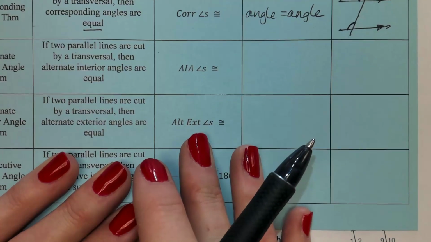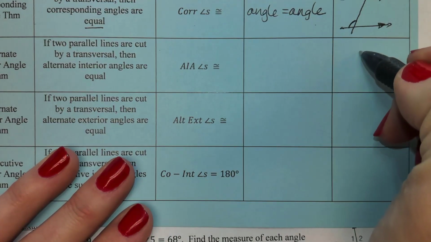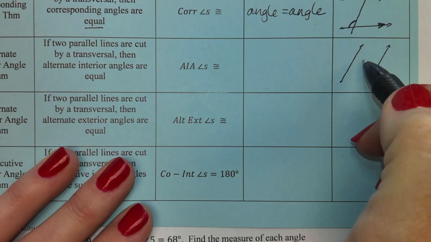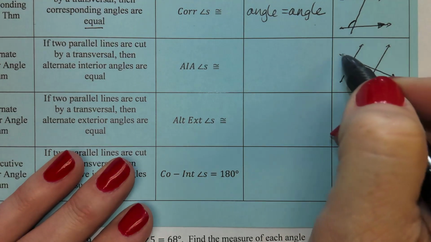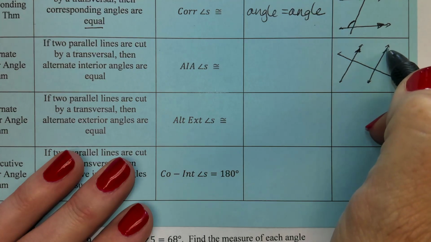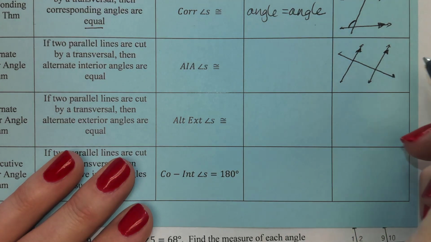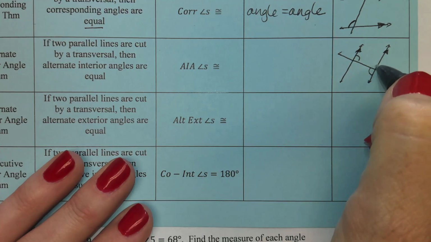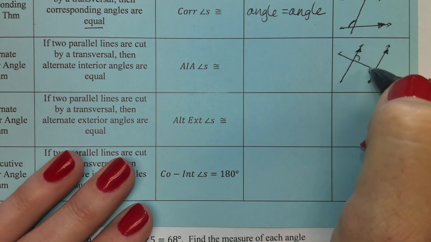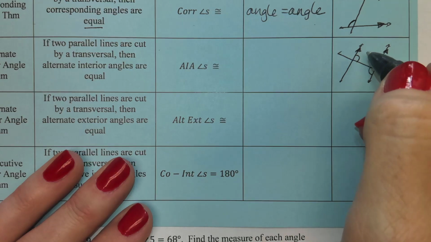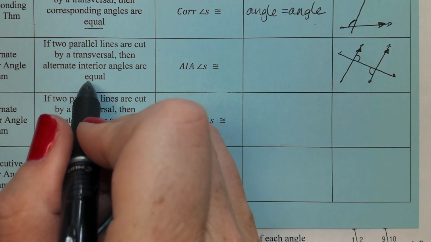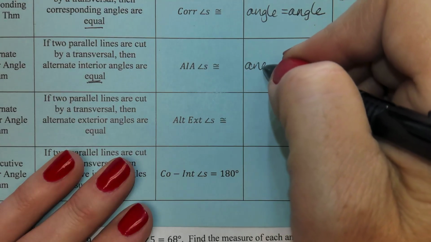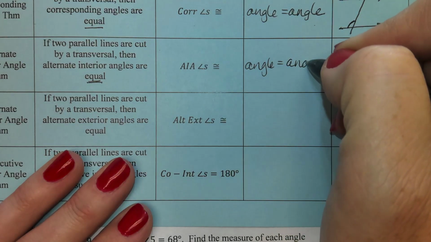For alternate interior angles, I'm going to draw you two more parallel lines, and I'm just going to tilt my parallel lines each time just so you see a different picture every time so they don't all look the same. So here are my parallel lines. My alternate interior angles look like this. They're on the inside of the parallel lines, between them, and then on opposite sides of the transversal. And AIA angles, or alternate interior angles, are also equal when the lines are parallel. So we're going to be able to say that some angle equals another angle.